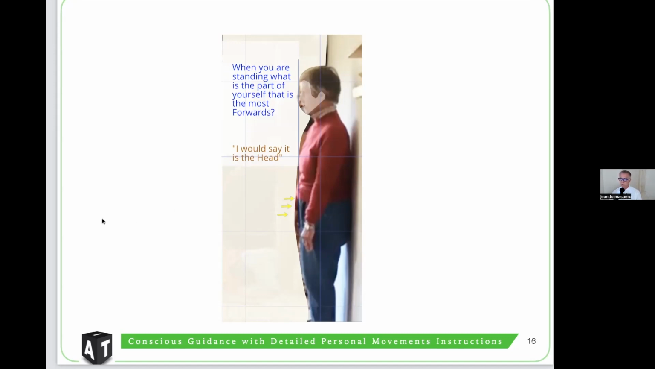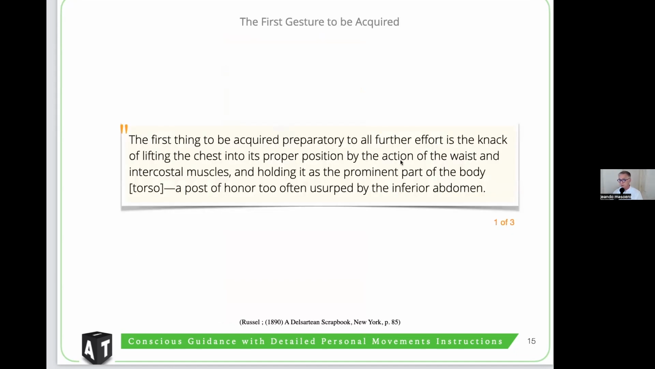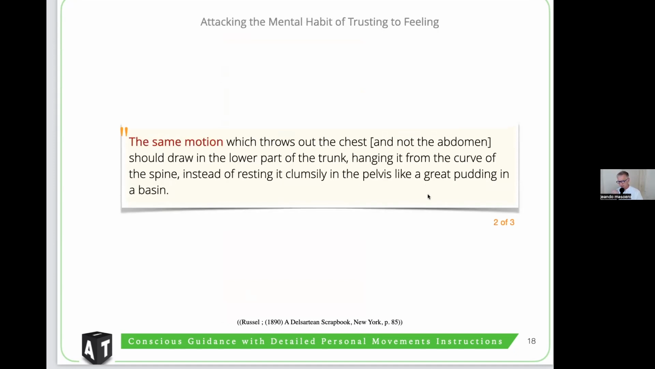So if you do teach the initial Alexander technique, or if you take a lesson of the initial Alexander technique, very often the first thing, as Russell is discussing here, is to change the chest position. The chest is part of the torso. Just after that, we are discussing the means.